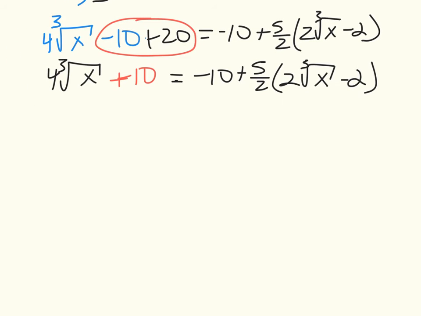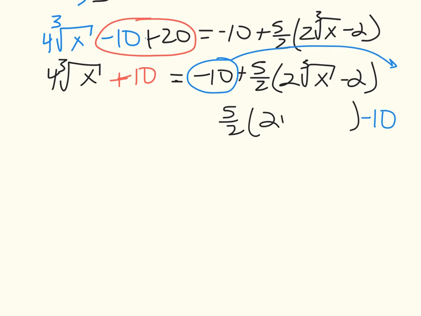I'm going to right away notice that I'm not in standard form. And so I'm going to rewrite that -10 to go in the very back. The negative sticks with the 10 because the negative is in front of the 10. So I got a -10 there. And of course, I've got 5/2 times the group 2 third roots of x minus 2. And everything on the left side of the problem is still the same. 4 third roots of x plus 10.